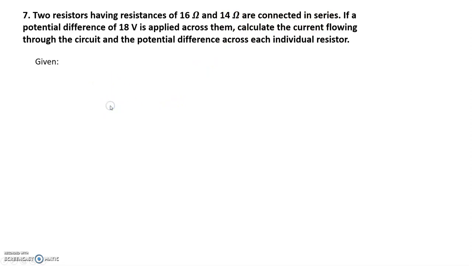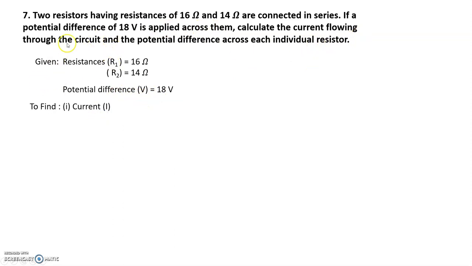Potential difference of 18 volt is applied across them, means potential difference V is this. Calculate the current flowing through the circuit, so let's write down current I, and the potential difference across each individual resistor, means across R1 also, R2 also. So the potential difference across each individual resistor, that is V1 and V2, we have to find out.